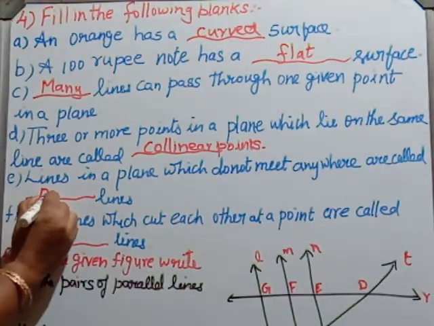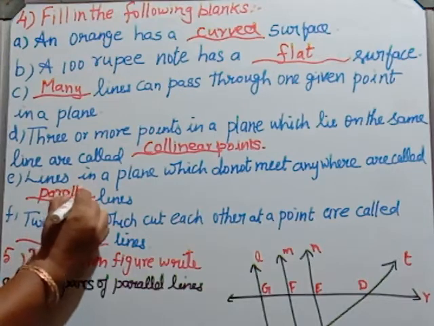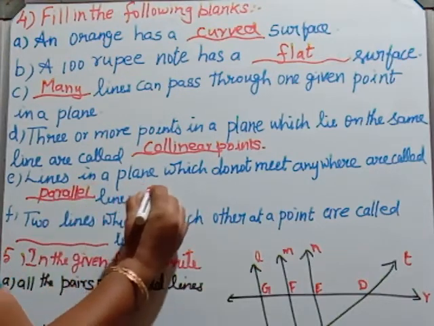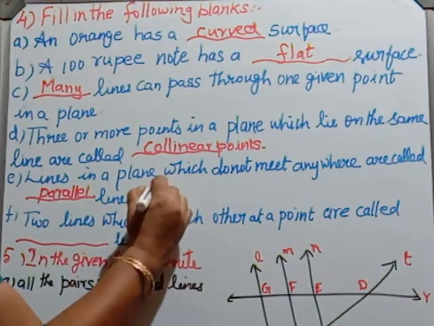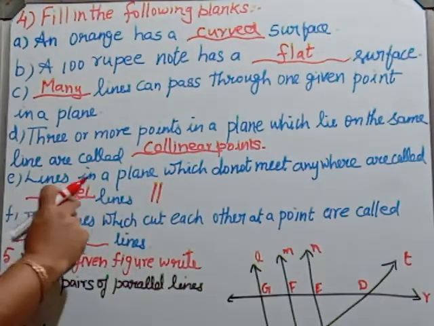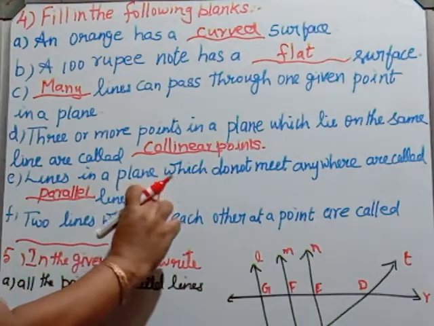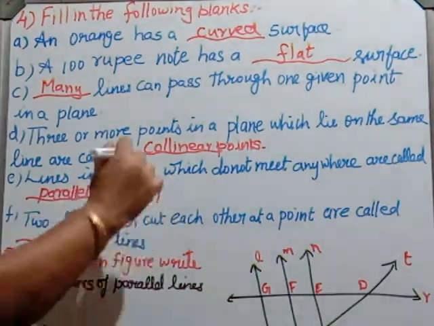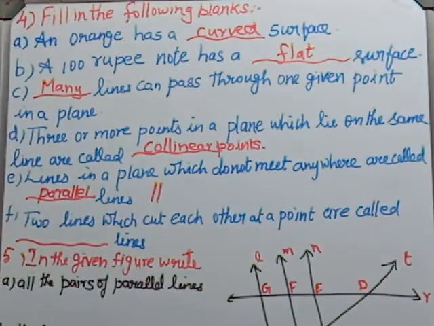Lines in a plane which do not meet anywhere are called, what are they called? They are called parallel lines. Children, these 2 lines are the symbol of parallel lines. Understand? We are writing it in words here, but you should learn the symbol of parallel lines. 2 straight lines denote the parallel lines.